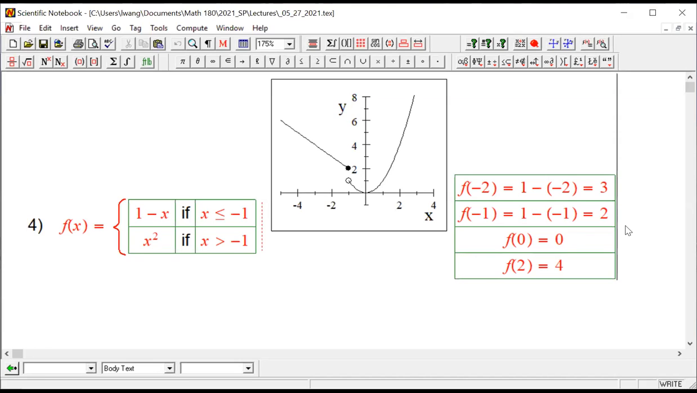But now if I'm asking you about domain and range, can you tell me? What would be the domain? All real numbers. That's right. Every number is covered. Every number can be the input. Negative infinity to positive infinity. And range?